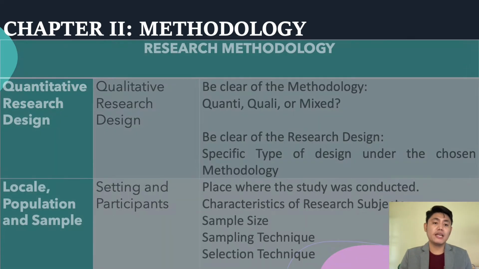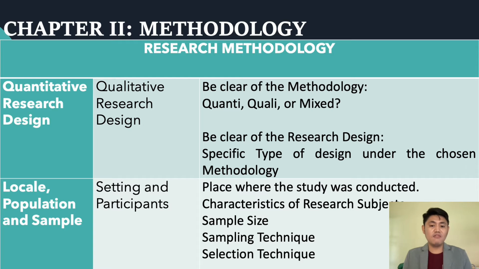Once you have chosen your research methodology and established what research design under that methodology you want to use, the next thing that you should do is define your locale, your population, and your sample. When we speak of locale, it means where you are going to conduct your study. It may refer to the setting, the venue, or the place where you are going to execute your research investigation. When we talk of the population, this refers to the characteristics of the people who are going to be involved in your study.